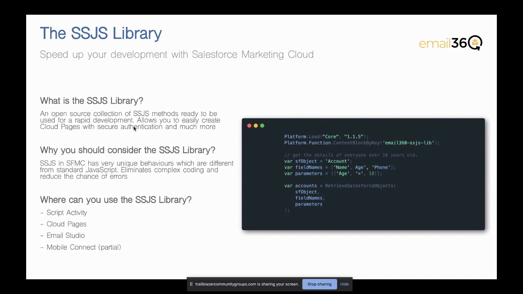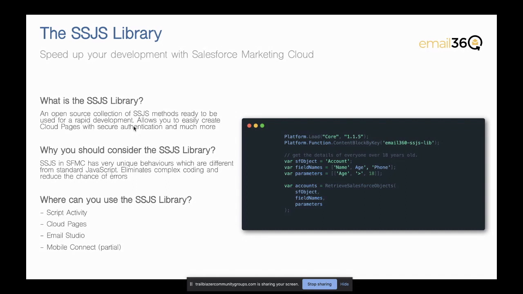And another use case is in Mobile Connect, where, for example, a customer receives an SMS message and replies to this SMS message with a keyword, let's say yes. We fetch this keyword with SSJS, and then we trigger a journey out of that keyword and create a case for an account manager, which then can call this person. This is very easy to do with the SSJS library.